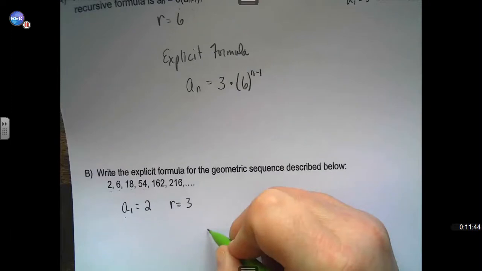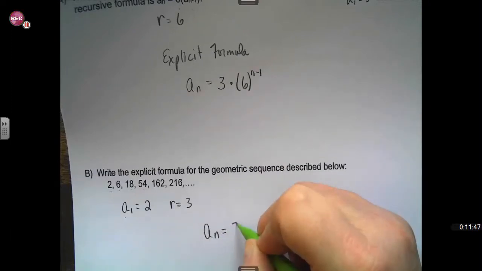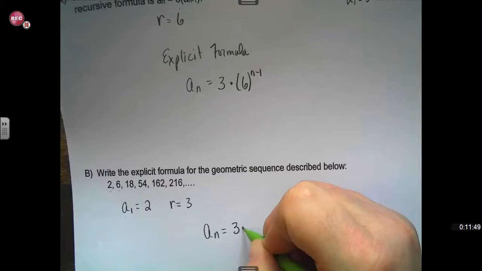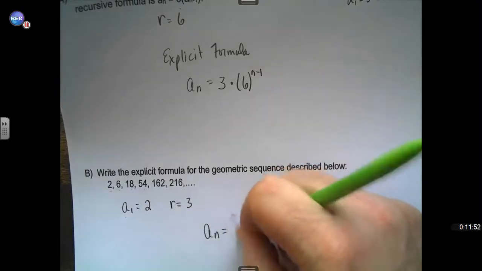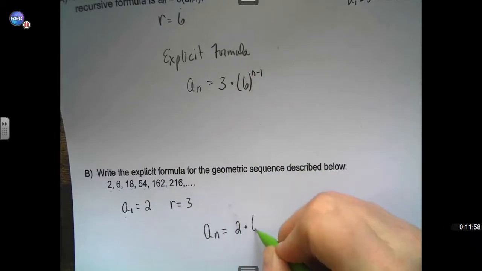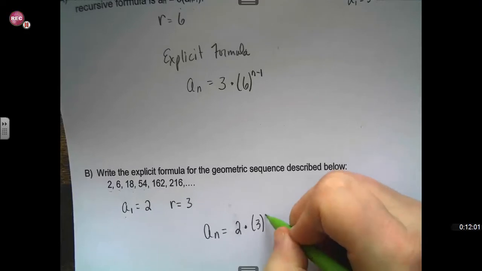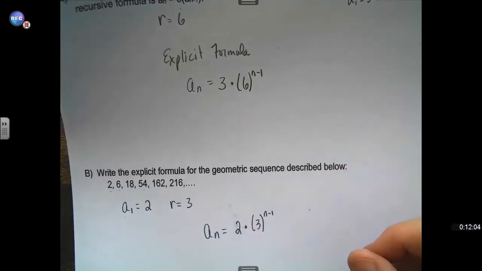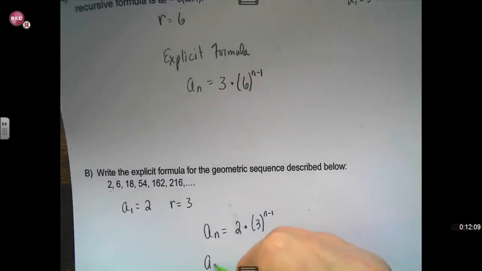So the explicit formula, a sub n equals, I'm sorry, does not equal the common ratio. It equals the first term, which is 2, times the common ratio to the n minus 1 power. And remember, as I said on the front page of the notes, what the explicit formula does for us is, if I want to know the 50th term in this sequence, I would take 2 times 3 to the 50 minus 1, or 2 times 3 to the 49th power.